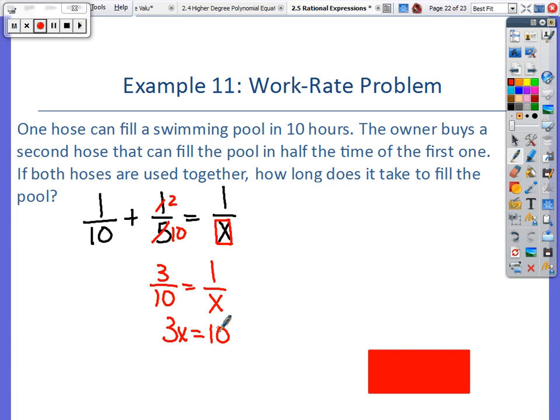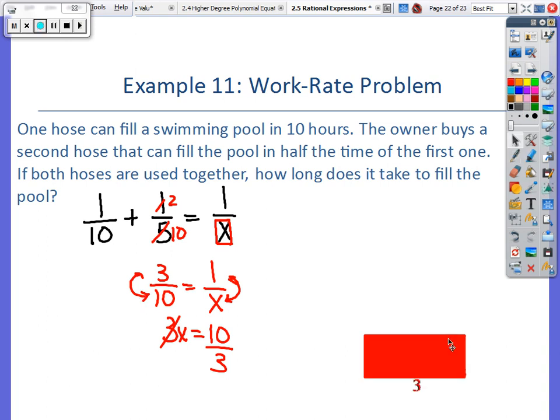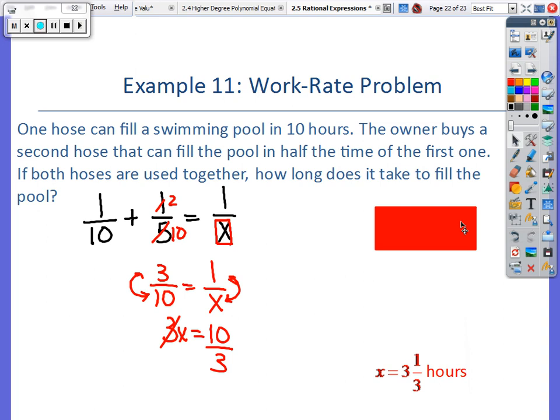Then divide by 3, and there you go. You can also go right here and just always do the reciprocal. 3 over 10 is going to be 10 over 3. Just flip both sides of the equation. That would make them equivalent to each other. And so x would equal 10 over 3. And so what we have is how long would it take? Just over 3 hours. 3 1/3 hours is what it would be.